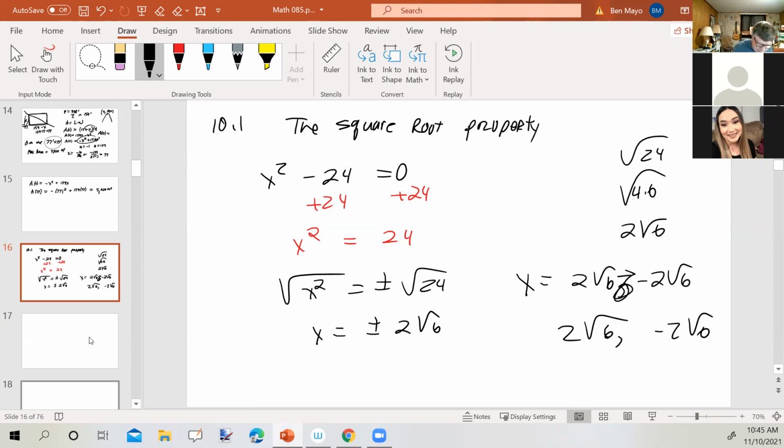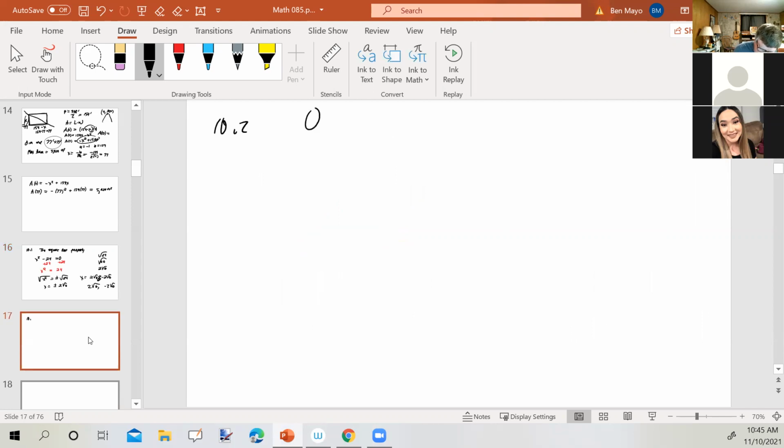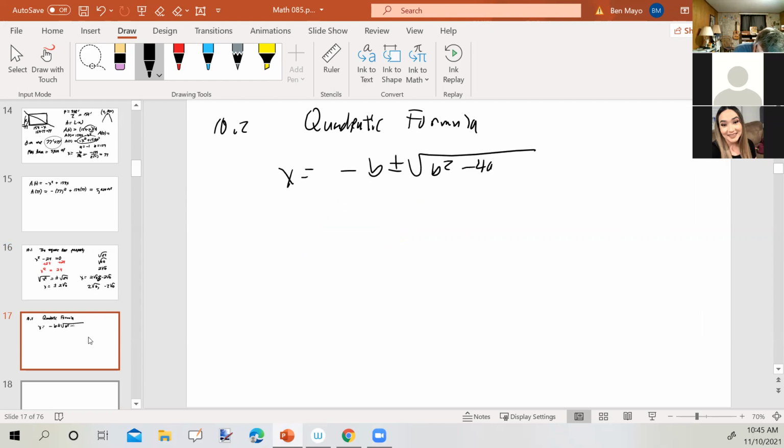Okay, then we went on to section 10.2 and we had the quadratic formula, which you should have memorized. X equals negative b plus or minus the square root of b squared minus 4ac all over 2a.